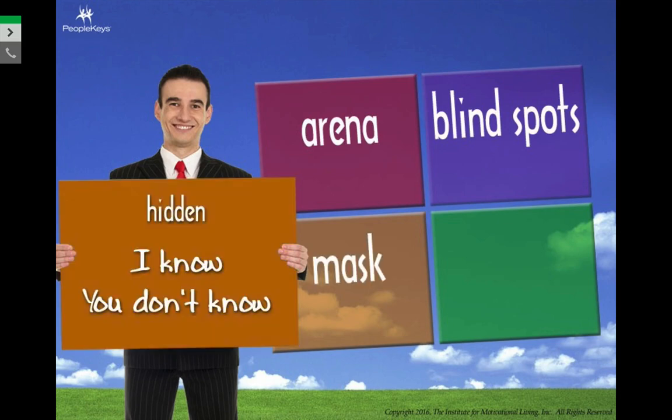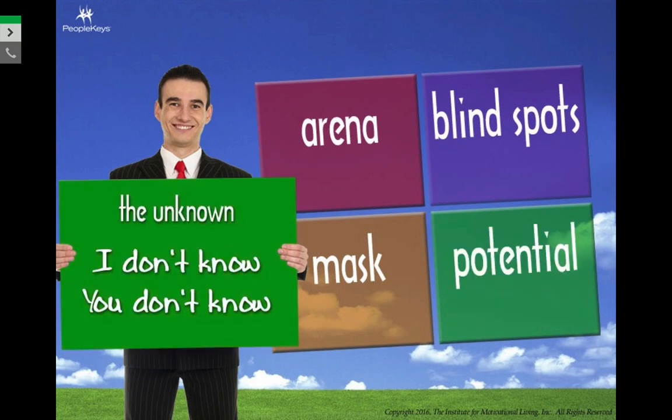Then we have the mask, and that's the area that we hide. And we say, I know this about me, but you don't know it about me because I don't trust you enough yet to let you in my world and know this about me. And then we have the potential, and that's the unknown. I don't know, and you don't know.